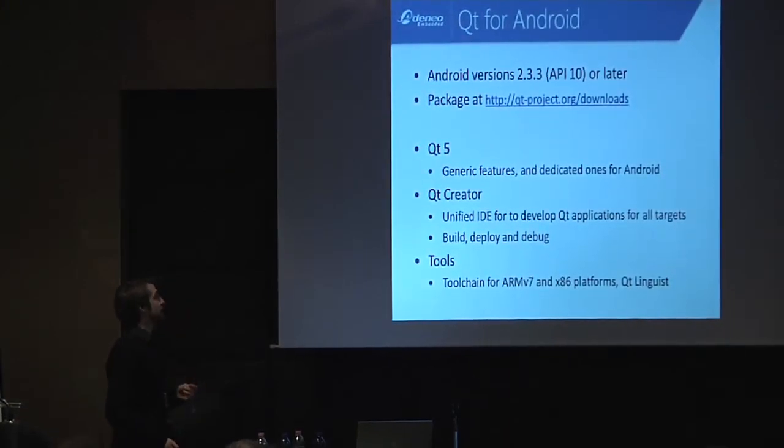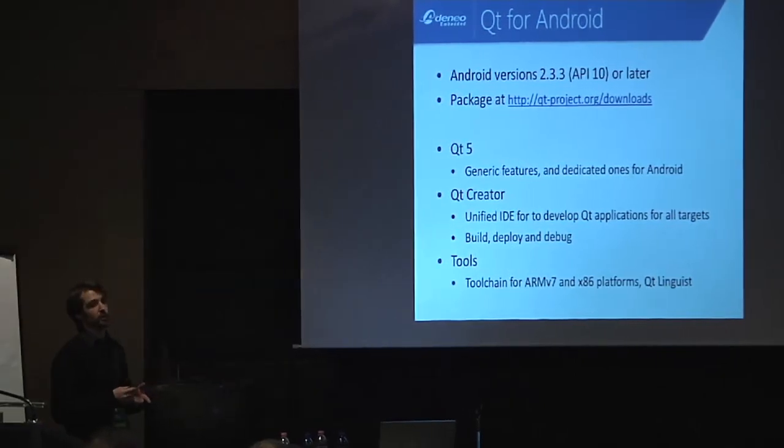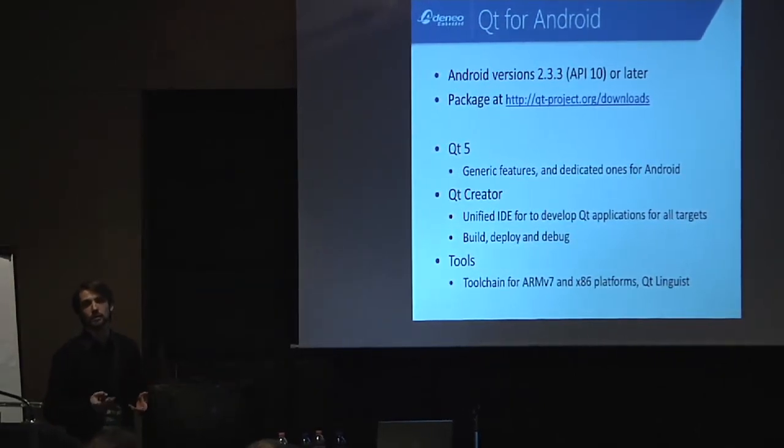So we'll focus now on Android. And when developing your application for Android with Qt, you will support Android from version 2.3.3, so API 10. Before that, Qt will not run on your platform, so that's something you have to take into account. The complete package that you can download quite easily is available on the Qt Project, and so you just have to take the Android package, download it, install it, and you'll be able to work for your Android device.